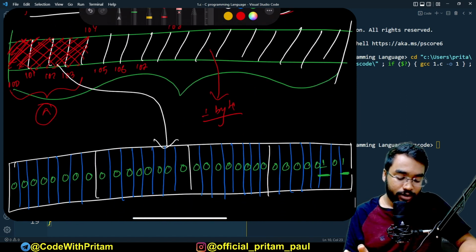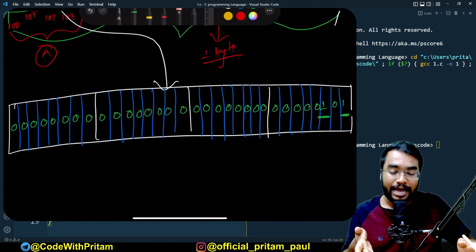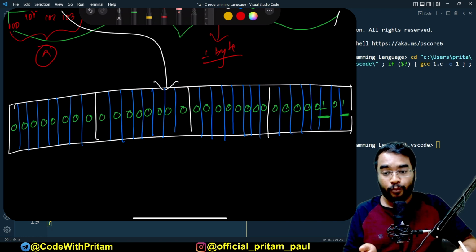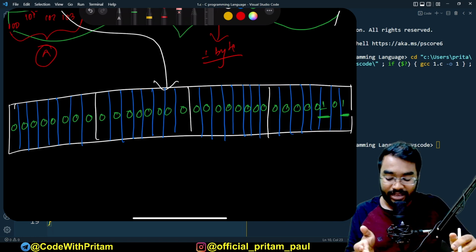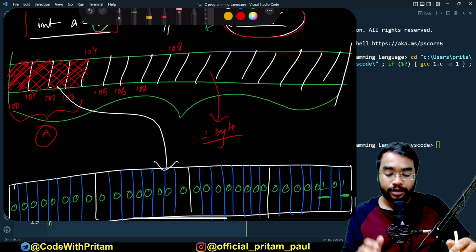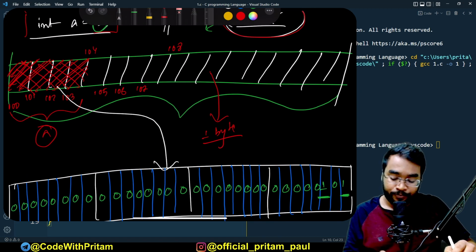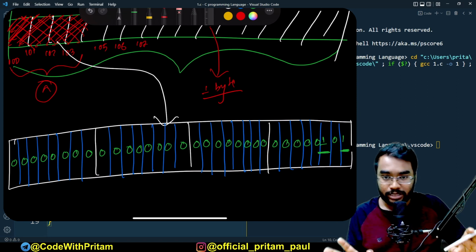So size means the number of bytes which any variable takes, taken by the variable while declaring in the program. That's it, मतलब जितना जगह वो लेगा उसको उसका साइज बोलेंगे.